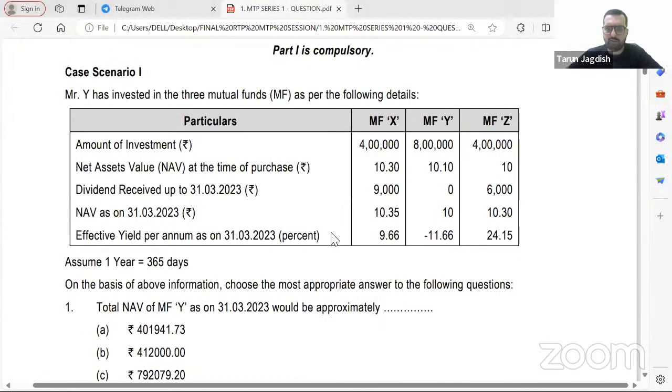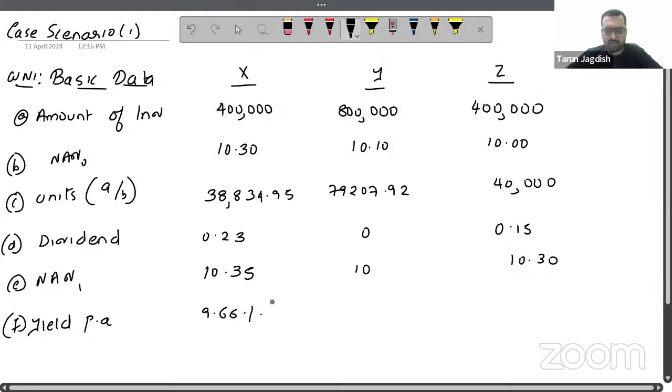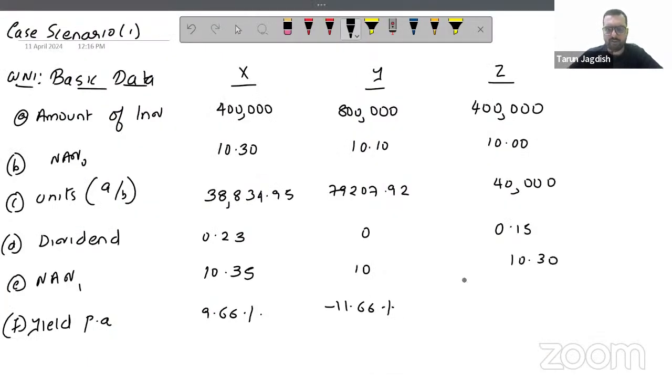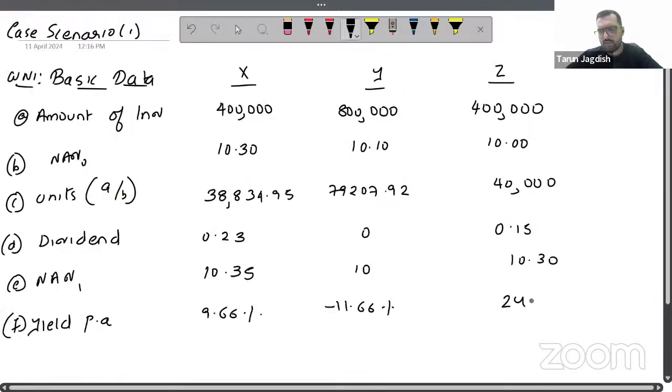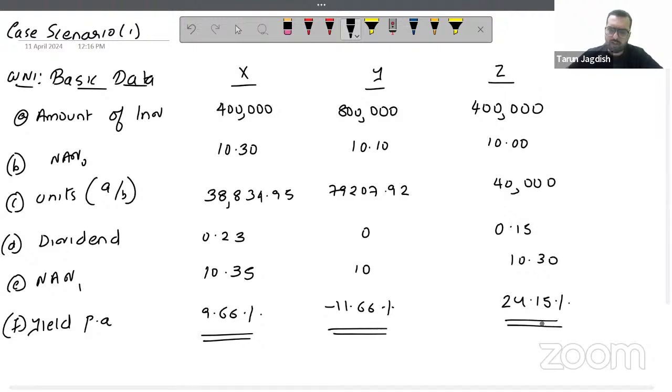Yield per annum will be 9.66%, minus 11.66%, and 24.15%. Are you all clear with this part? These are X, Y, and the last one is Z. So from this, we need to find out what is the period for each one of these.